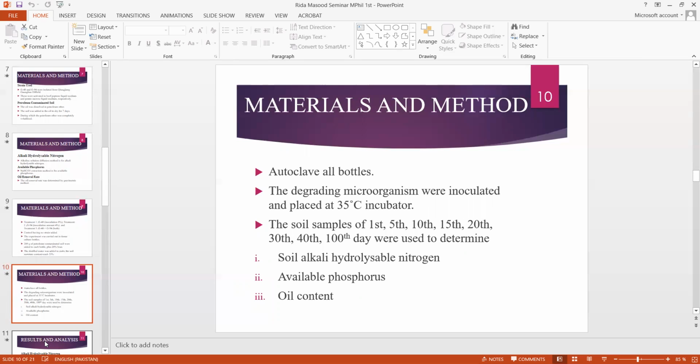the incubator. Now, different soil samples were used to determine and study the soil alkali hydrolyzable nitrogen, available phosphorus, and oil content. These soil samples were studied on different days: 5, 10, 15, 20, 30, 40, and 100 days.